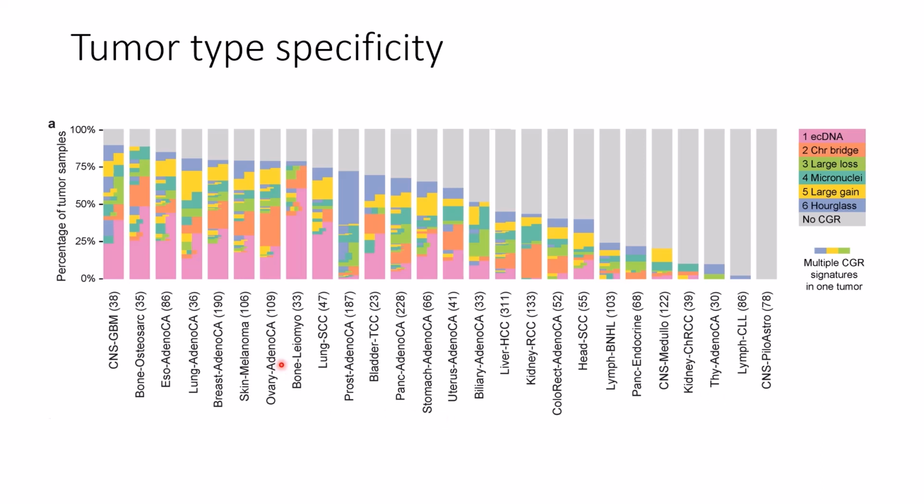For example, sarcoma and GBM, they have abundant ecDNA, which is consistent with what we know about these tumors. And in kidney cancer, they have a lot of chromatin bridge-based chromatosis, which is also consistent with what we know. And surprisingly, this signature 6 hourglass chromatosis I showed you earlier, they are so abundant in prostate cancer. About half of the prostate cancers carry hourglass chromatosis.